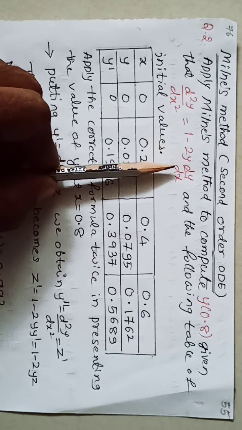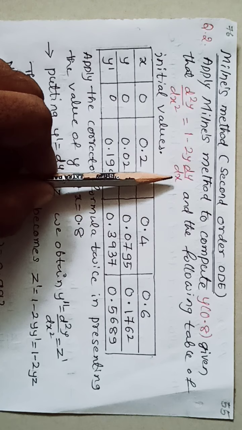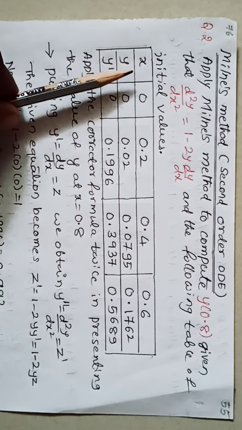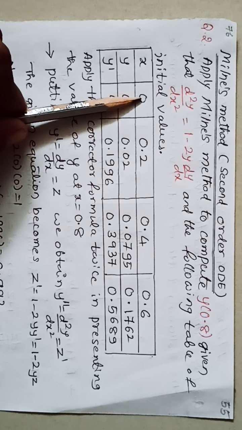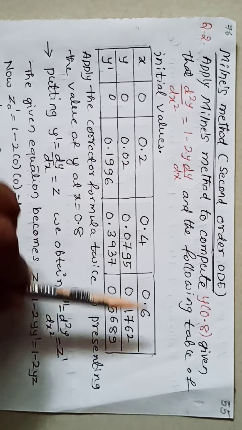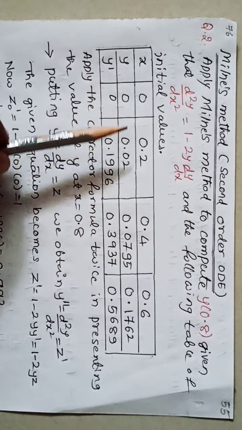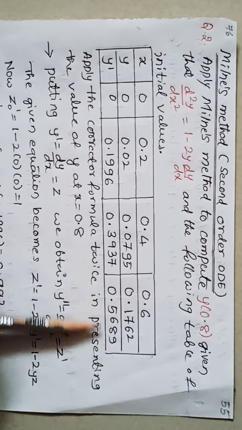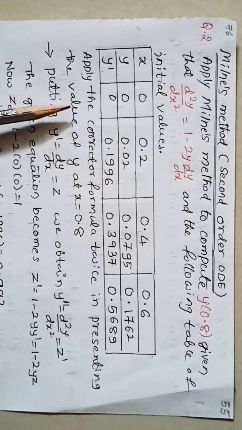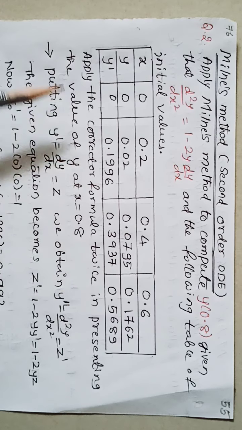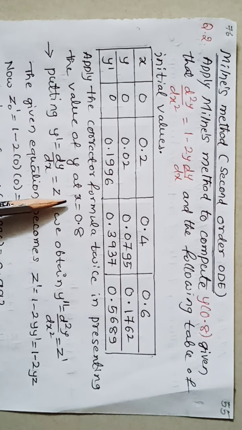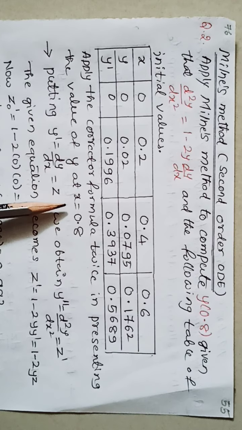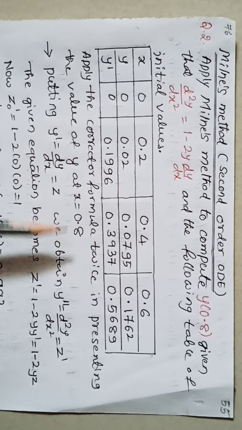Apply Milne's method to compute y of 0.8 given that d2y by dx square is equal to 1 minus 2y dy by dx and the following table of initial values. x is 0, 0.2, 0.4, 0.6. y is 0, 0.02, 0.0795, 0.1762 and y dash is given. Apply the corrector formula twice in presenting the value of y at x is equal to 0.8. That means we have to calculate y of 0.8.